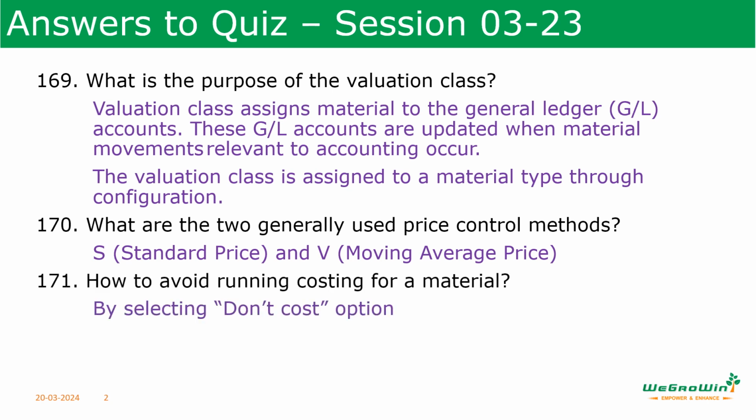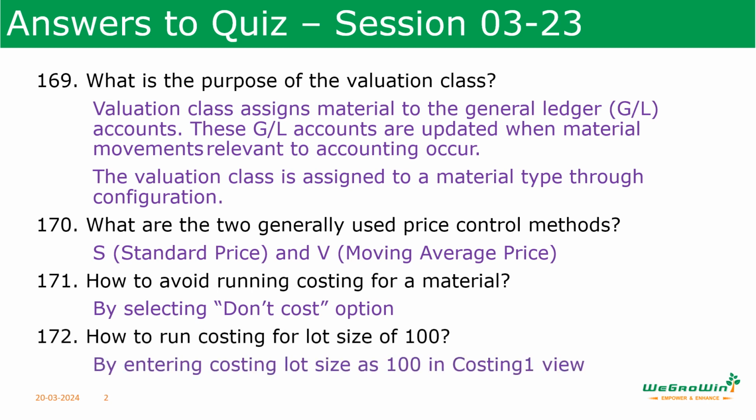How to avoid running costs for a material? By selecting the do not cost option in the costing view, we can stop creating costing for the material. How to run costing for lot size of 100? Because sometimes we may not be able to run cost for one unit of material. That may lead to inaccuracy in the material. At that time, we may need to run cost for 100 or 10, like that. So at that time, we'll enter the costing lot size as 100 in the costing 1 view.